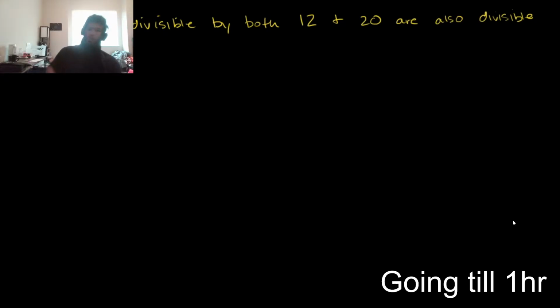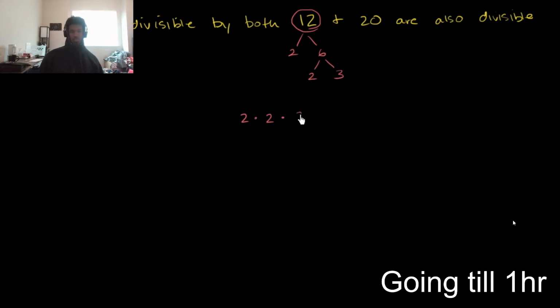So let's take their prime factorization. The prime factorization of 12, let's see, 12 is 2 times 6. 6 isn't prime yet, so 6 is 2 times 3, so that is prime. So any number divisible by 12 needs to be divisible by 2 times 2 times 3. So its prime factorization needs to have a 2 times a 2 times a 3 in it. Any number that's divisible by 12.